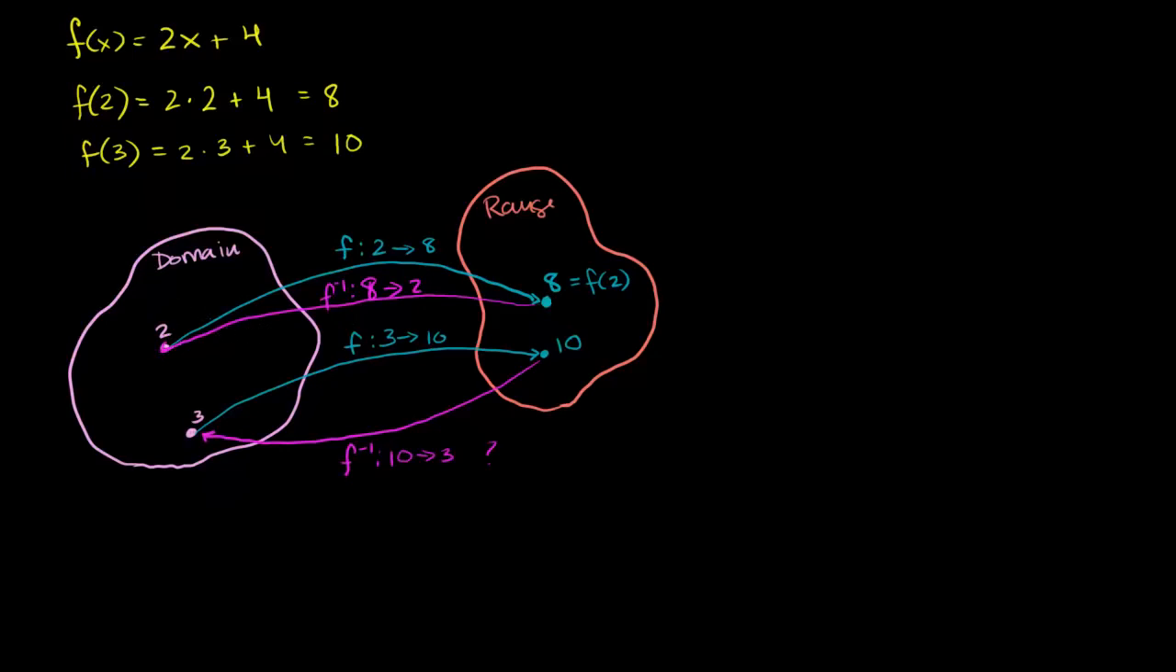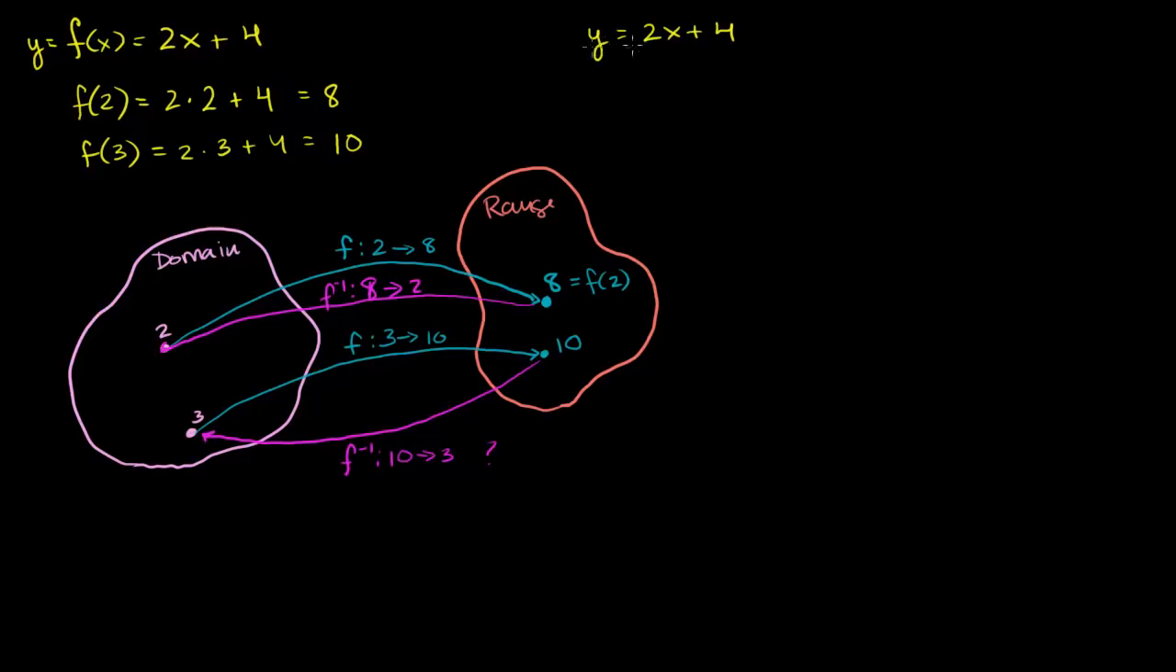So to think about that, let's just say y is equal to f of x. So y is equal to f of x is equal to 2x plus 4. So I could write just y is equal to 2x plus 4. And this, once again, is our function. You give me an x, it'll give me a y. But we want to go the other way around. We want to give you a y and get an x. So all we have to do is solve for x in terms of y.